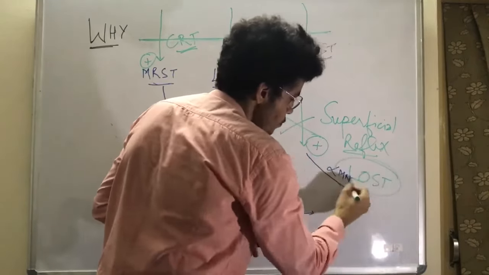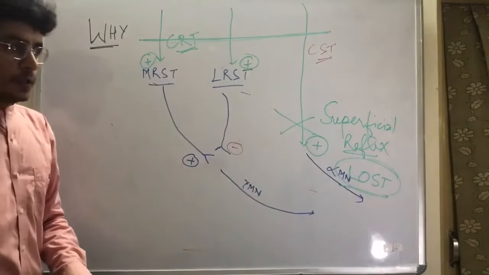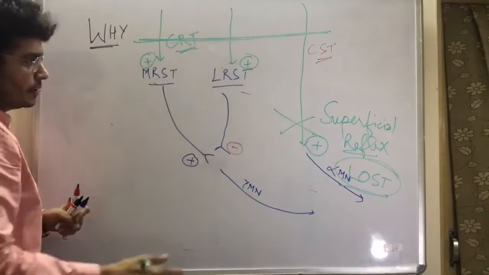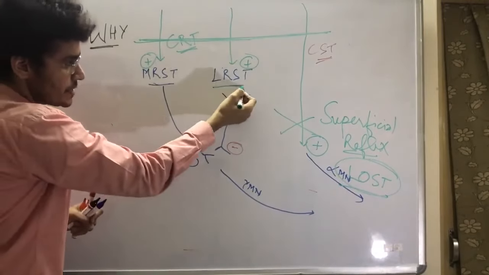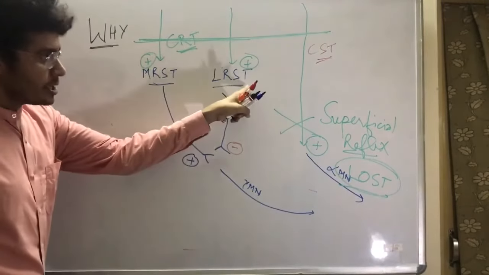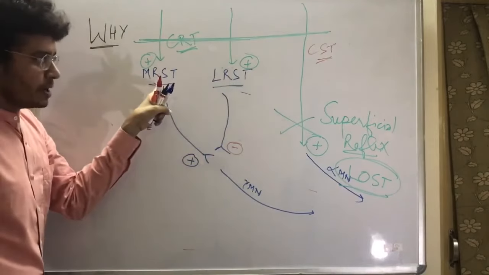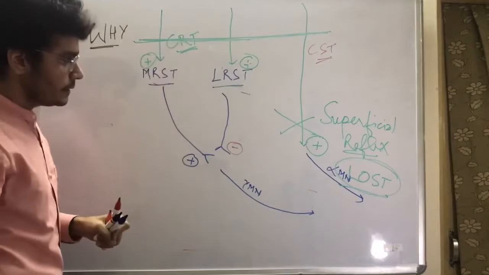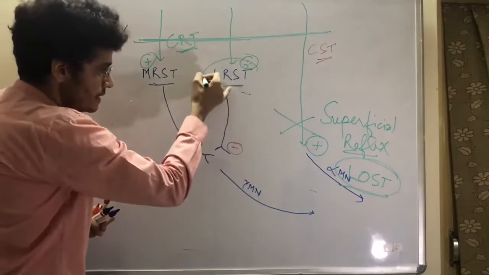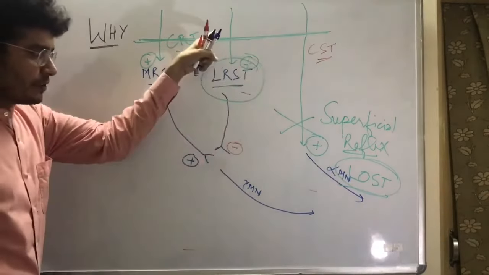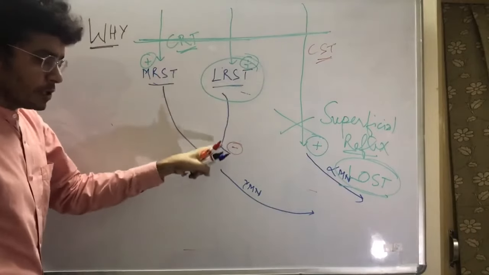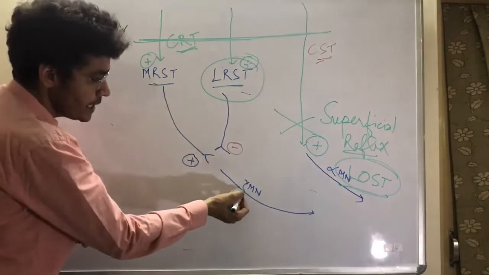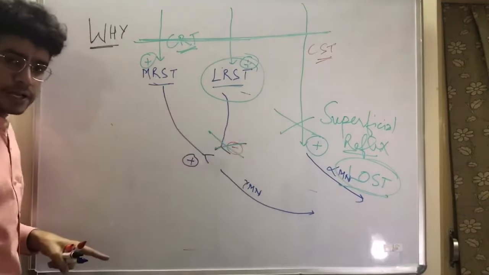Now coming to the gamma motor neuron. If we cut off this section, what will happen to the lateral reticulospinal tract? Both the lateral reticulospinal tract as well as the medial reticulospinal tract won't get the stimulatory signal from the higher center. And if the lateral reticulospinal tract is not getting stimulation, it won't be able to release the inhibitory neurotransmitter, and it won't be able to inhibit the gamma motor neuron, right?